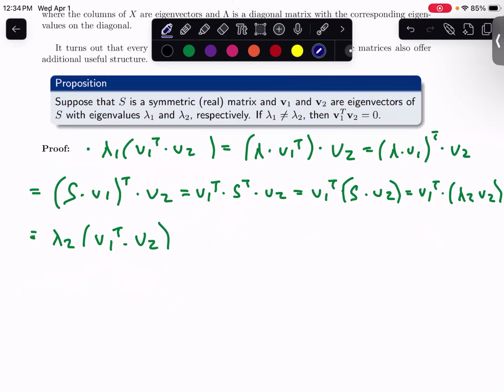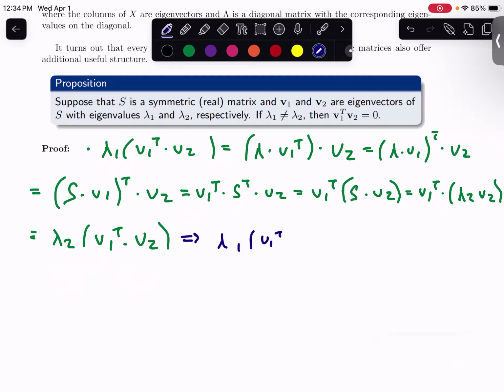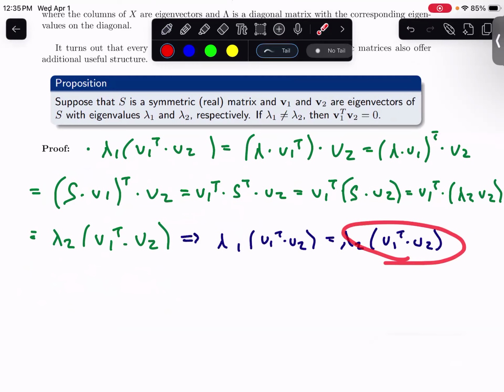Actually, let me condense this equality. What we've shown, taking the first term and looking at the last term, is that lambda 1 times V1 transpose times V2 is equal to lambda 2 times V1 transpose times V2. And if I subtract this term from this term, it's going to end up being equal to 0.